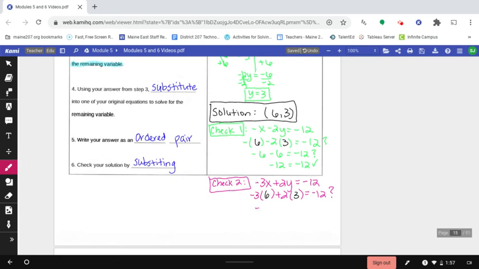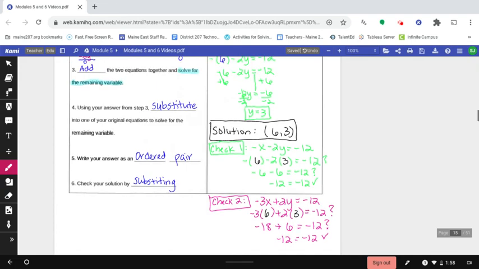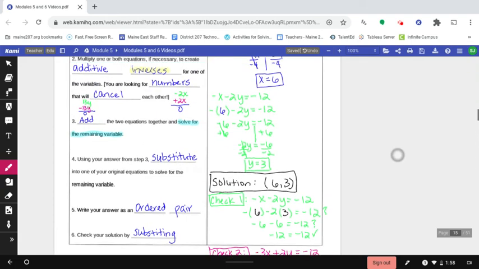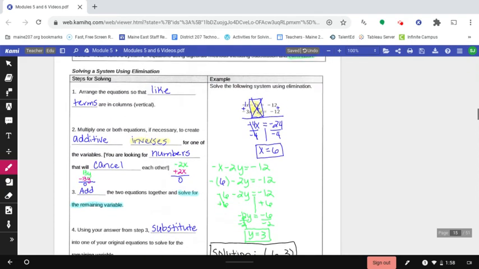Negative 3 times 6 is negative 18. 2 times 3 is 6. Negative 18 plus 6 is in fact negative 12. So we get negative 12 is equal to negative 12. So there is this check for the other equation, which means our solution is in fact 6, 3. We are good to go.